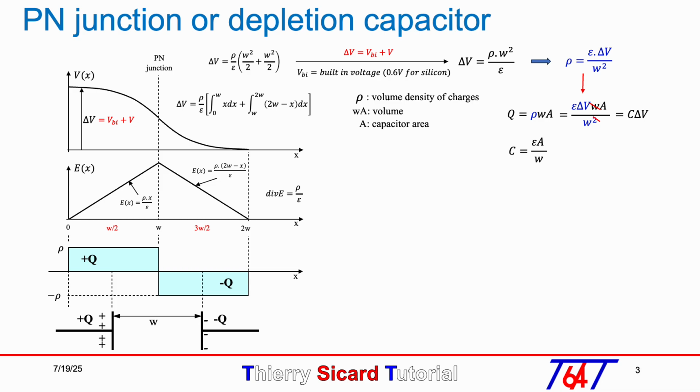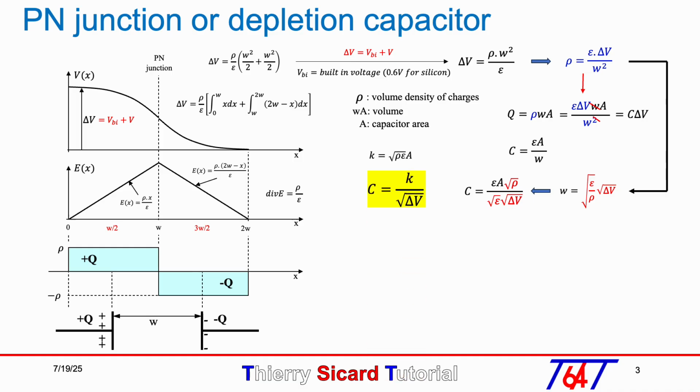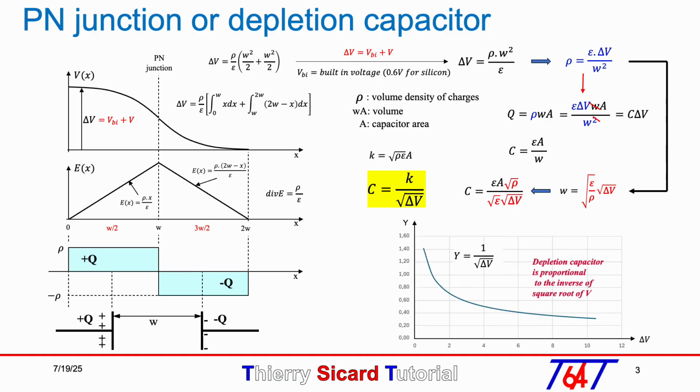From the ρ equation, we can obtain W as a function of delta V. Replacing W in the capacitor equation with the expression in red, we obtain a capacitor inversely proportional to the square root of delta V with a factor of K. To get an idea of the nonlinearity, we plotted the curve y equal 1 over the square root of delta V.